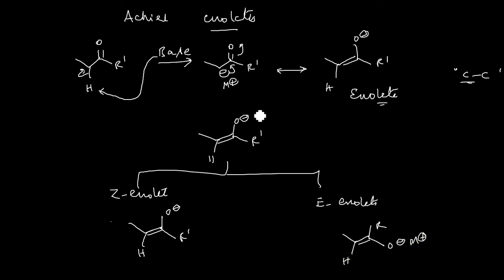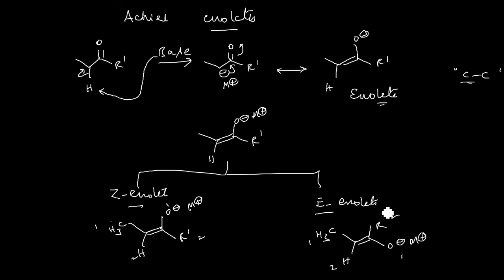So always you have to write a counter cation here. So how are we calling this? This is Z enolate and E enolate. See, the preference is given like this: 1, and this is a methyl, right? So 1, 2. So this is Z enolate, whereas in this case it is opposite, 1, 2 and 1, 2. So that it is E enolate.